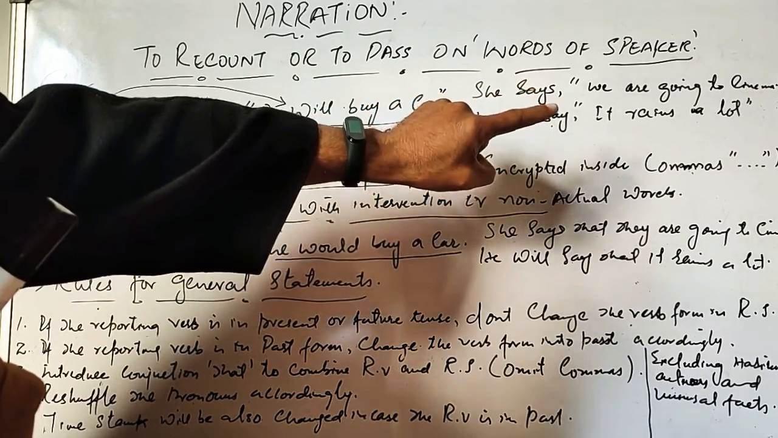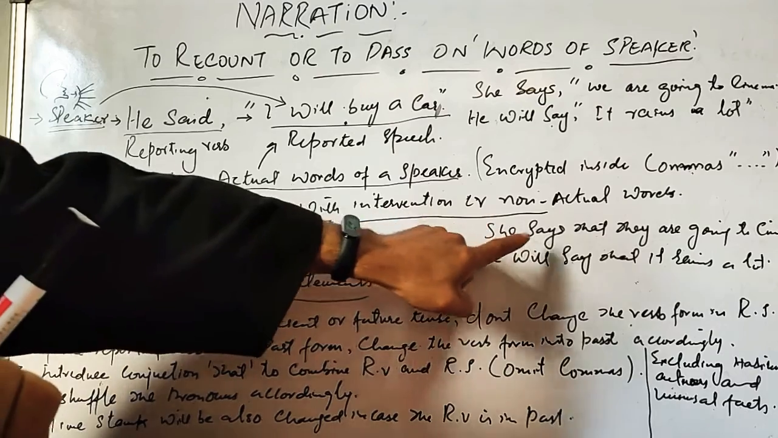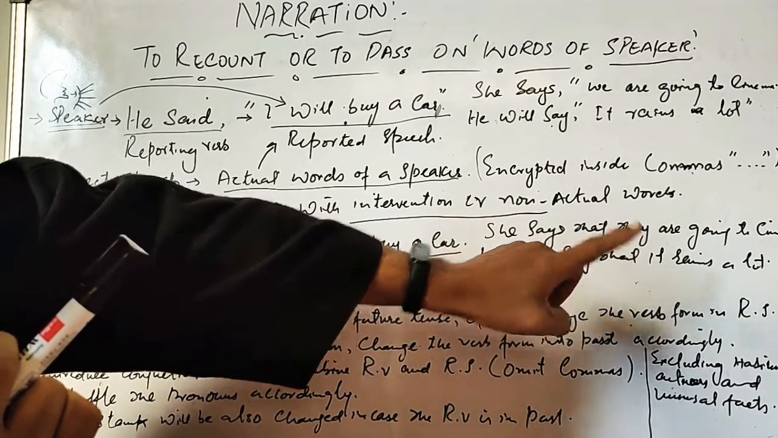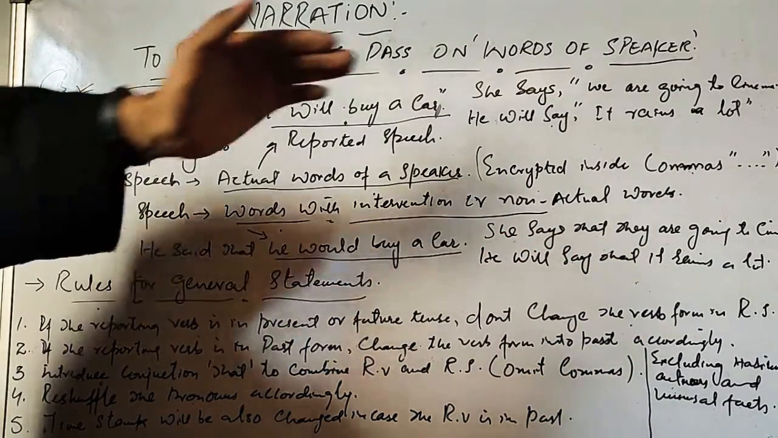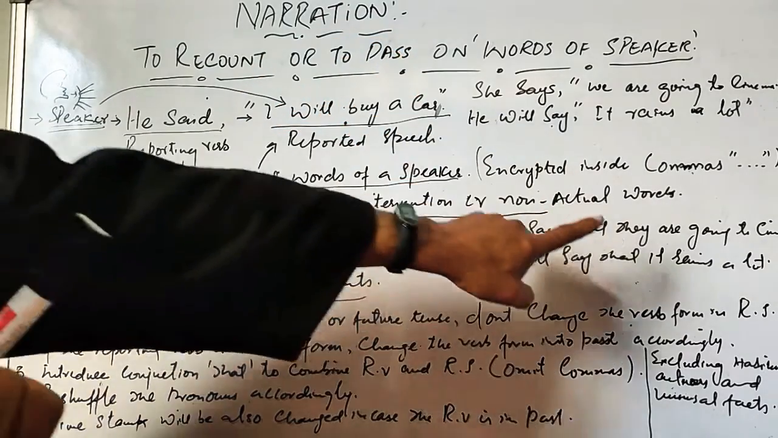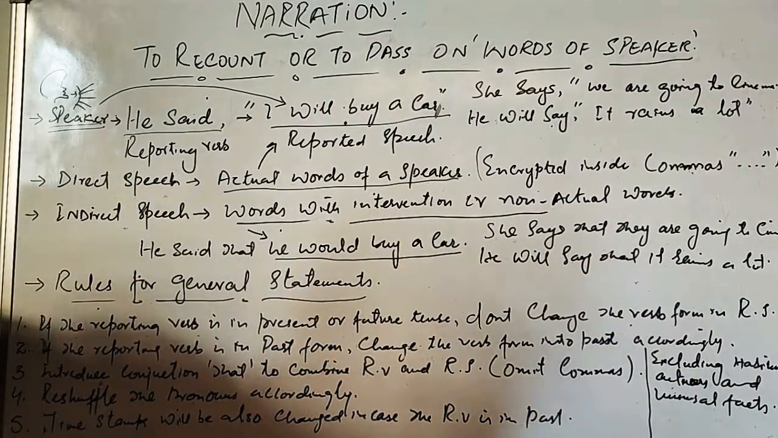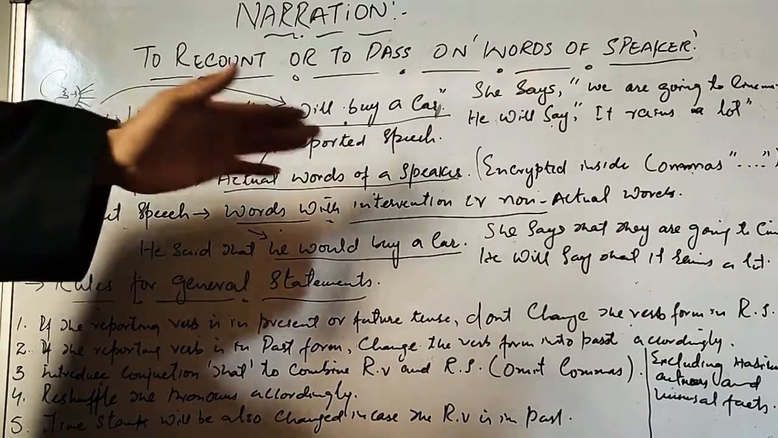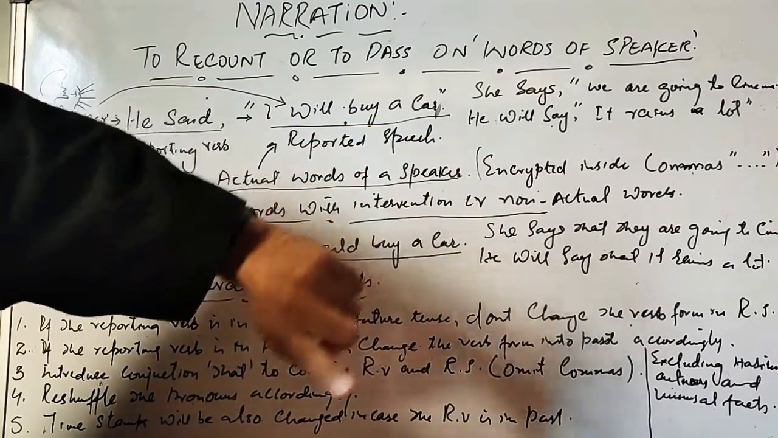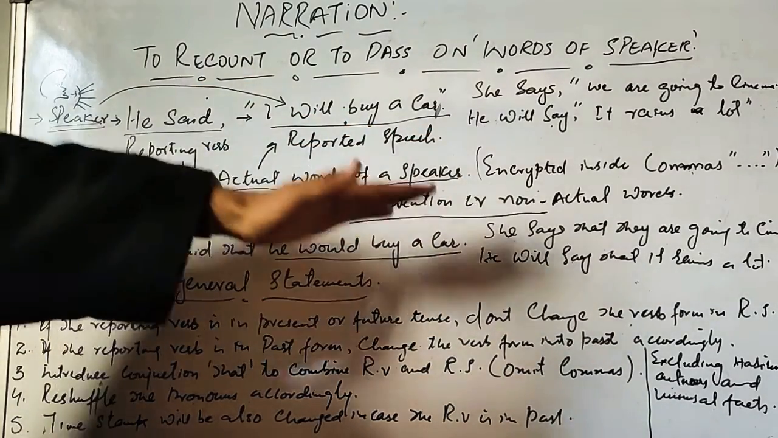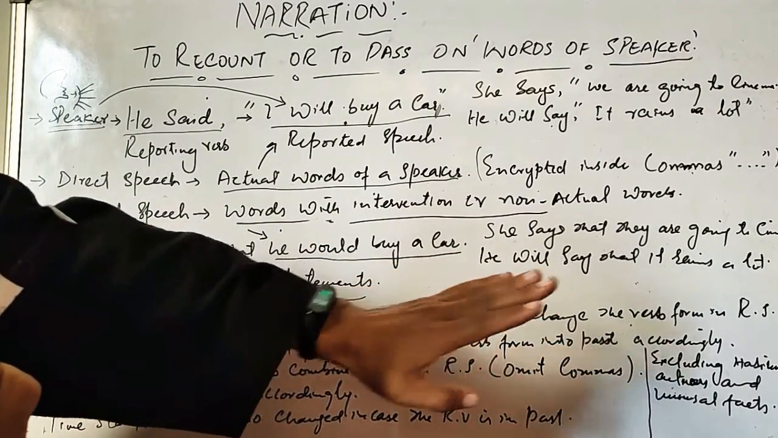She says, "We are going to cinema." She says that they are going to cinema. So the verb form remains the same in the indirect speech. Like in the second example, he will say, "It rains a lot." He will say that it rains a lot.